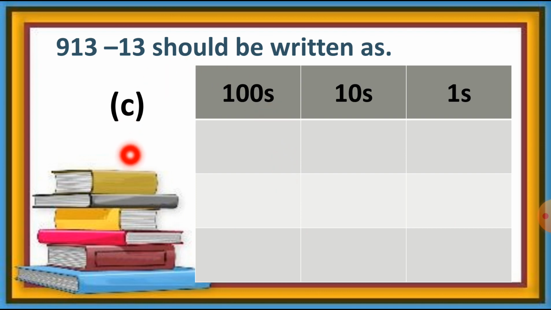Then sum number C, 913 minus 13. I repeat this, 913 minus 13. So let's take the number 913 first. In this, 3 will come at the ones column, number 1 will come at the tens column, and number 9 will come at the hundreds column. Now this number is arranged here properly according to their place value.